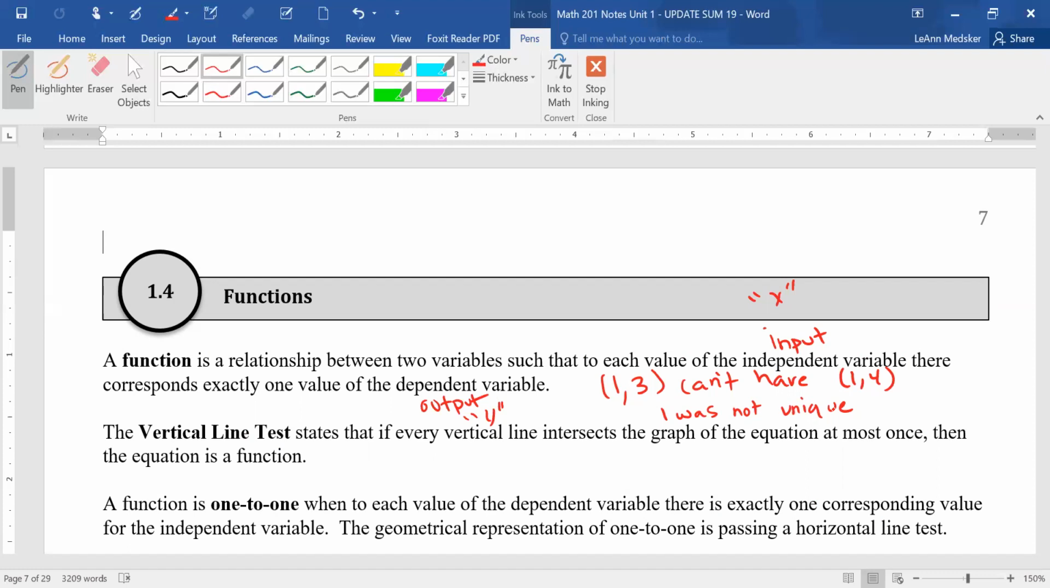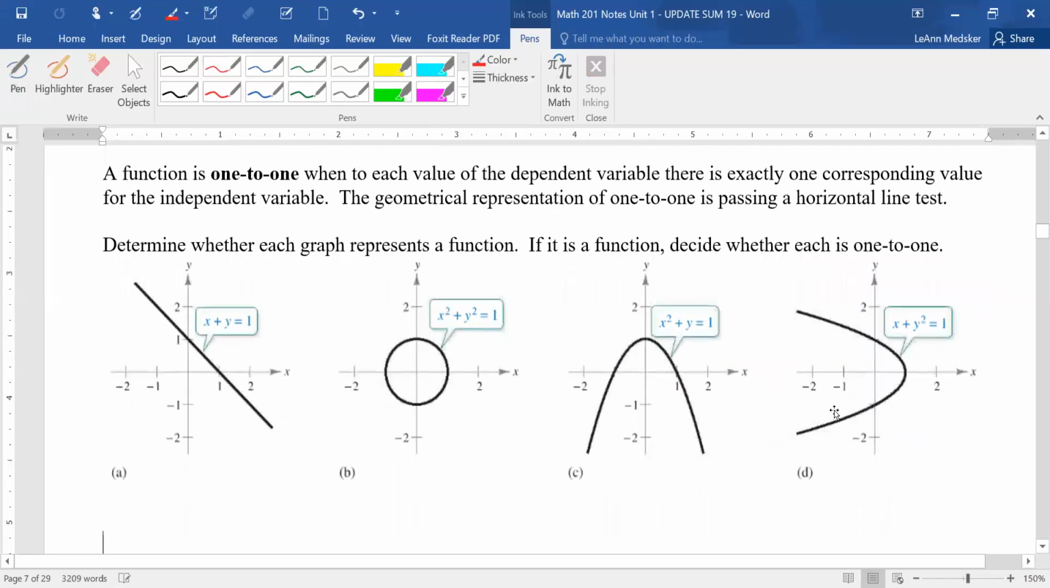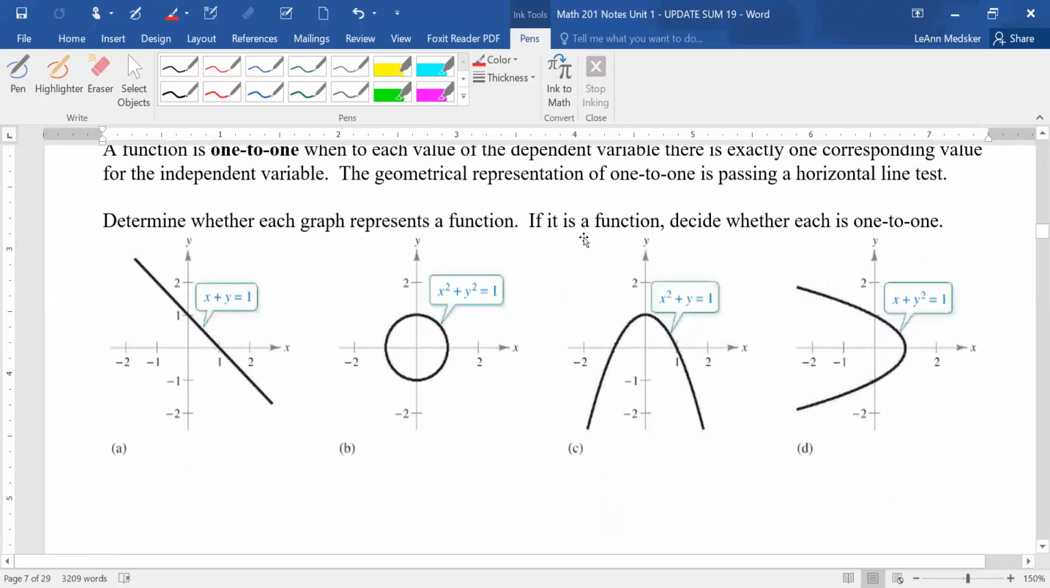A function can also be one-to-one if the y values also are unique. So to test that, you have to first of all pass the vertical line test, because you can't be a one-to-one function if you're not a function. And then to test if you're one-to-one, you do the same idea, but you do it using a horizontal line test. So I'm going to show you both on these graphs right here. So determine whether each graph represents a function. If it is a function, decide whether it is one-to-one.